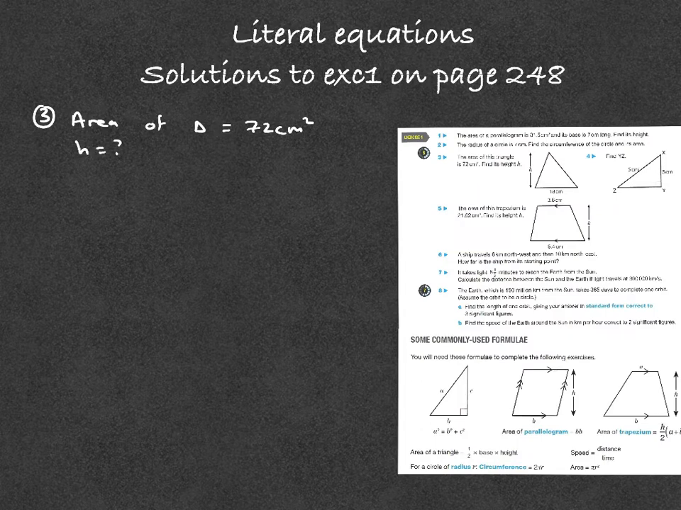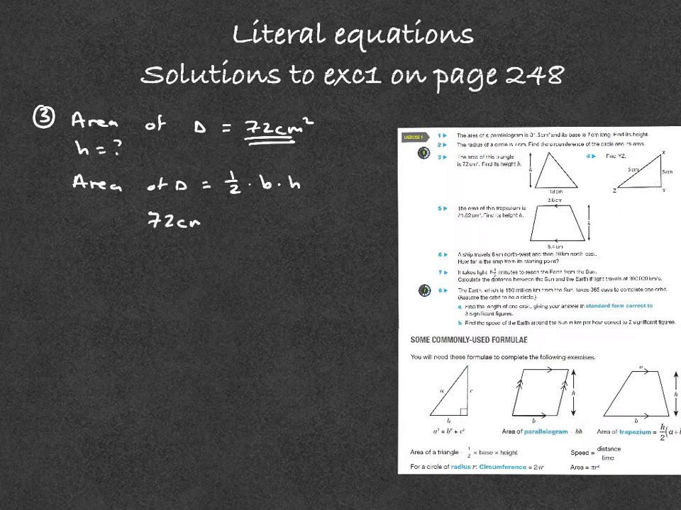Question three. So you've been given that the area of a triangle is 72 centimeters squared, and they've asked for the height. So the area of a triangle is a half times base times height. You know what the area is, that's 72. And we have the base. The base has been given to you, that is equal to 18. So it's a half times 18 times its perpendicular height.